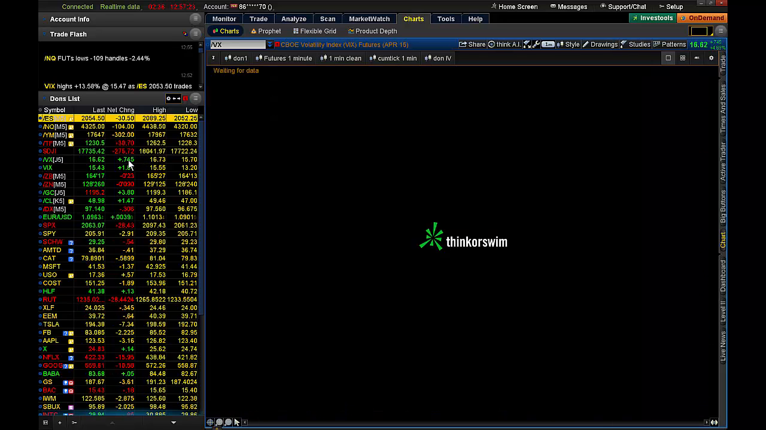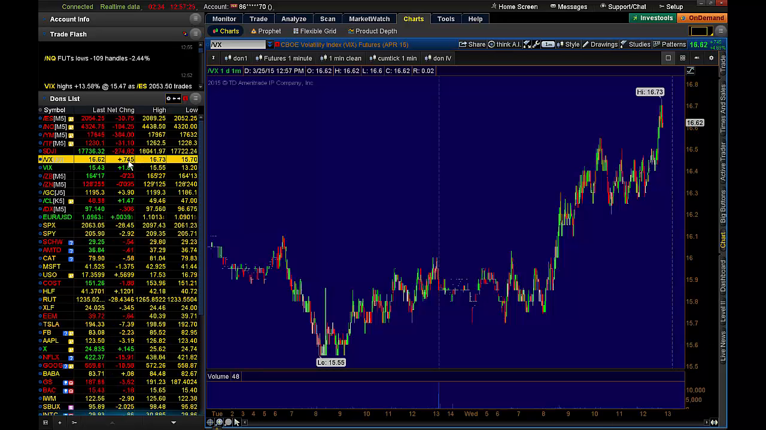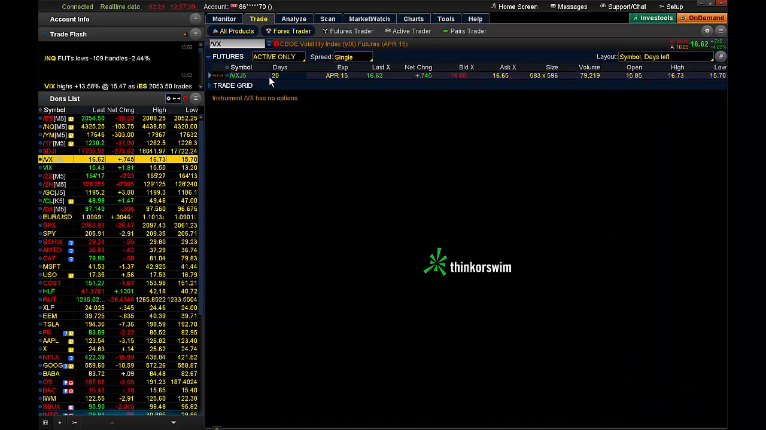Additionally, there's a product that you may or may not be familiar with, and that is a volatility future. Now, so many of us have a tendency to just look at the VIX. Ooh, look at the VIX, look at the VIX, look at the VIX. But the VIX is nothing more than an equation. The VIX is not this tangible product.